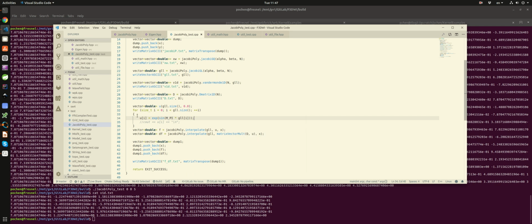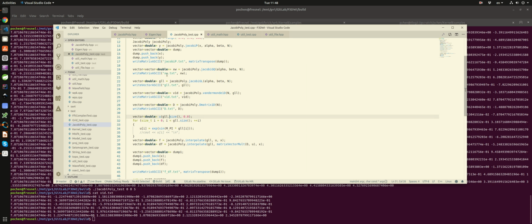So here I have GLL points. I've created all the GLL interpolating points by calling Jacobi GLL here. Basically I'm trying to come up with the value of the function at the GLL sampling points, right? And then I can interpolate the function onto a uniform sample grid. That's X, which has 100 points from -1 to 1.